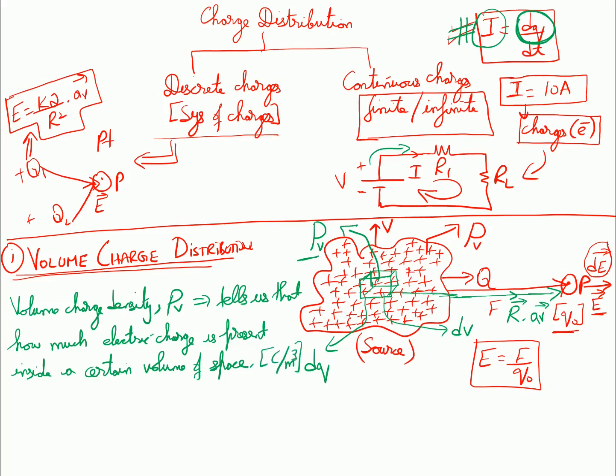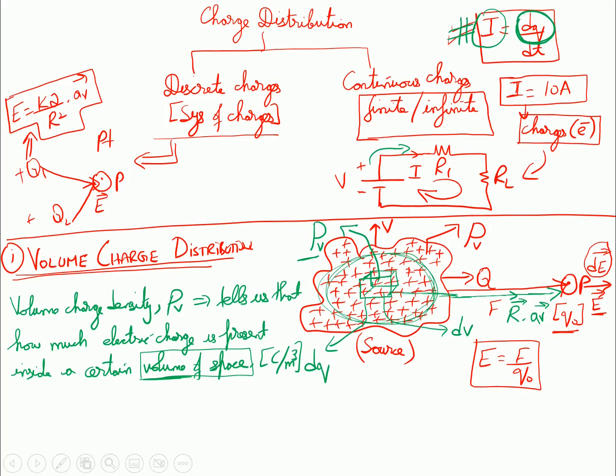So this is the definition of volume charge density, and it is basically telling us how many charges, for example all of these charges, how much of the charges are densely packed inside a certain vicinity, in this case a volume of space, with a unit of coulomb per meter cube. So now let us put this into mathematical description.